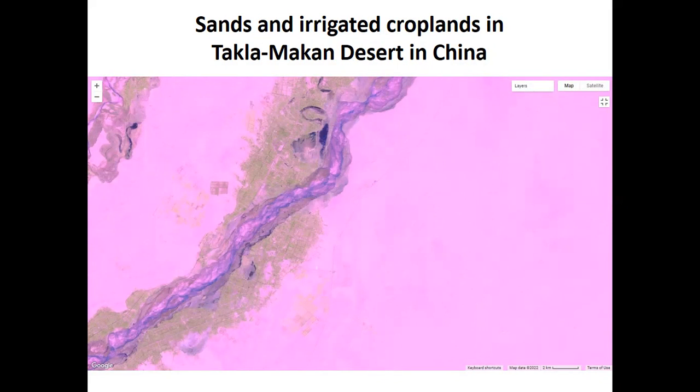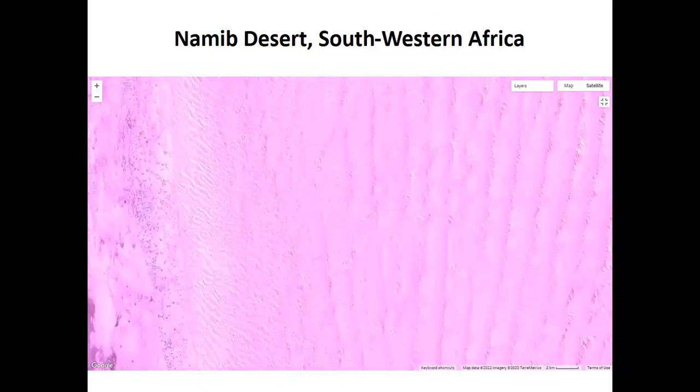Just another extremely dry location with sands in the Taklamakan Desert in China. They are just a pink color. It is just sand dunes, bare sand, and only along the river. By the way, it is probably a temporary waterway, not a permanent river. And you could see some irrigated croplands, and this is the only place in the desert for people to live.